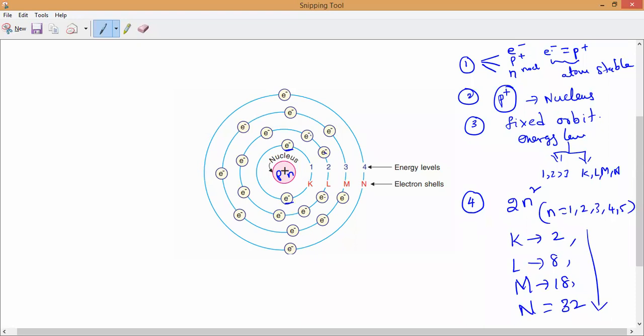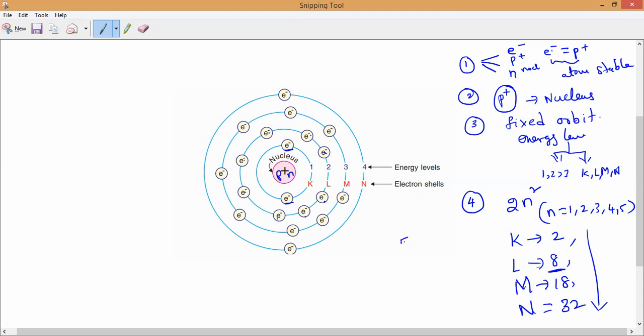1, 2, 3, 4, 5, 6, 7, 8. After that, they are not representing that many, but they are showing just for our convenience. So the L cell, how many electrons can we fill? Mahalakshmi, we can fill a maximum of 8 electrons. So like that, that is the fourth point which we can find.